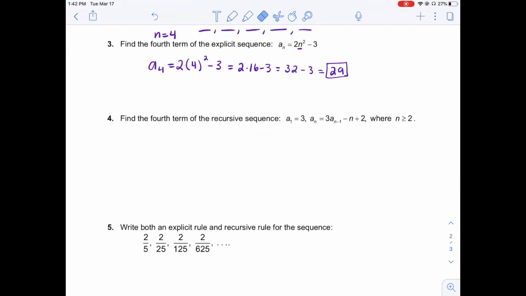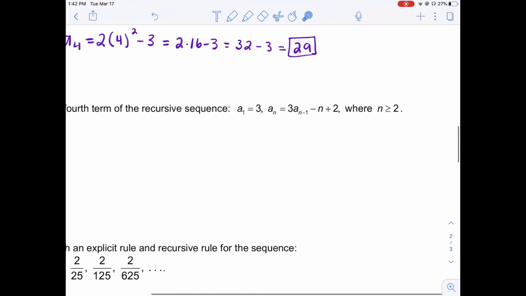Now that we've looked at an explicit sequence, let's look at an example of a recursive sequence. First, let's notice how it looks a little bit different. They tell us that a1 is equal to 3. That means the first term is 3. They also tell us that a_n, any nth term, whatever it is, is 3 times a_(n-1) minus n plus 2.